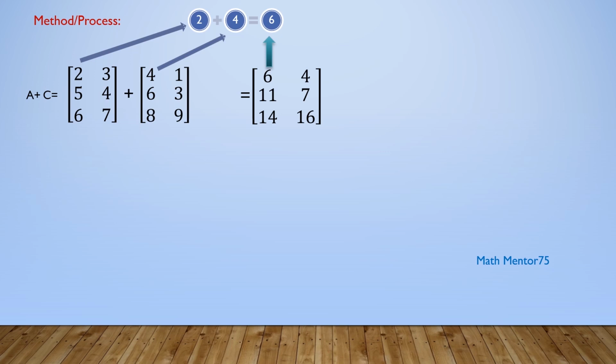Similarly, we will add the other corresponding elements. Likewise, 3 plus 1 is 4, 5 plus 6 is 11, 4 plus 3 is 7, and so on.